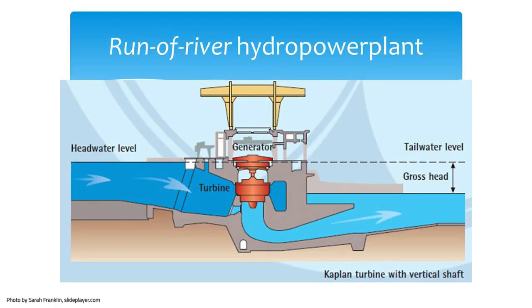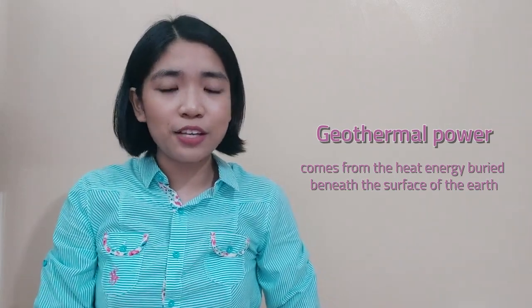The second system is called run-of-river. The force of the river current, rather than falling water, applies pressure to the turbine blades to produce electricity. Another source is geothermal power. It comes from the heat energy buried beneath the surface of the earth.